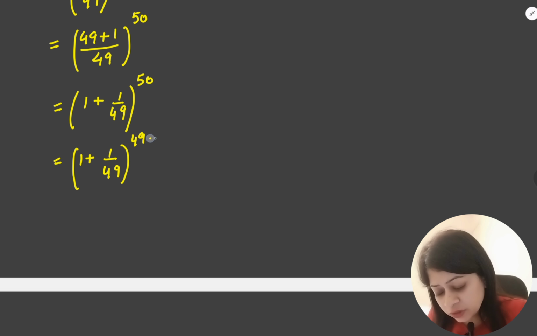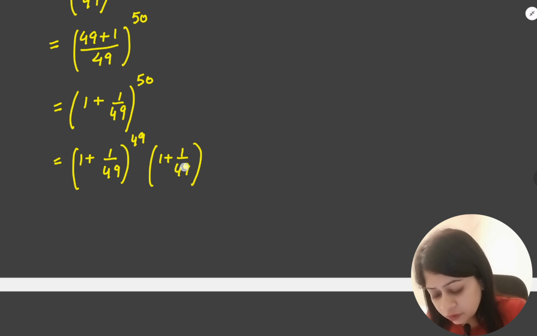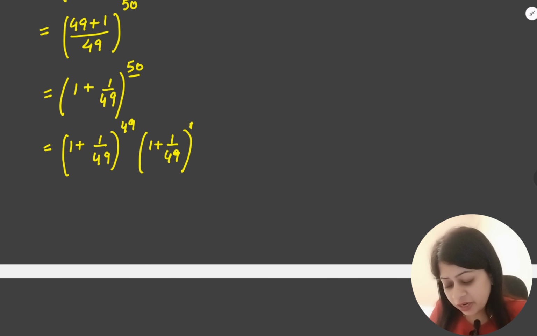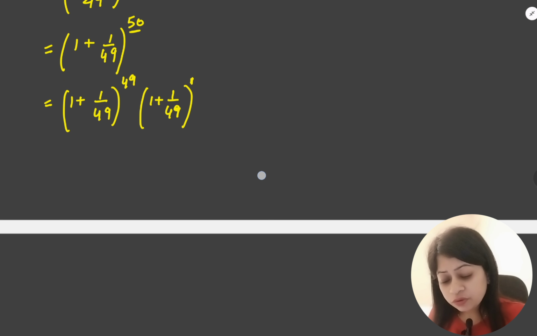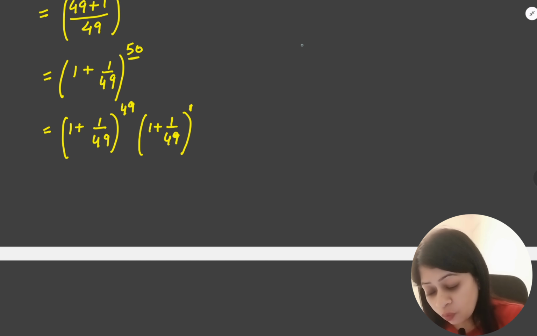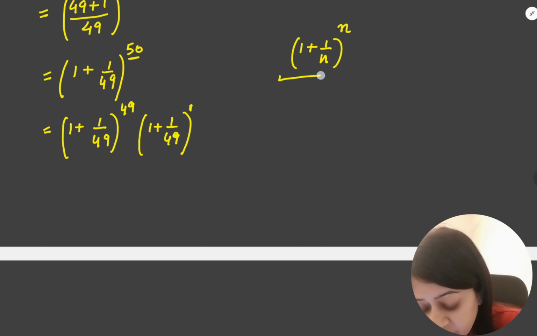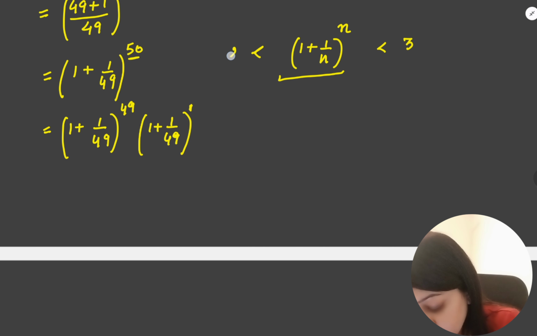Instead of writing plus 1 here, what will I do? I will write 1 plus 1 by 49 like this, to the power 1, because this will become 50 only when we add the powers. Now I am going to tell you that 1 plus 1 by n raised to power n, limit n tending to infinity, is actually less than 3 and greater than 2.